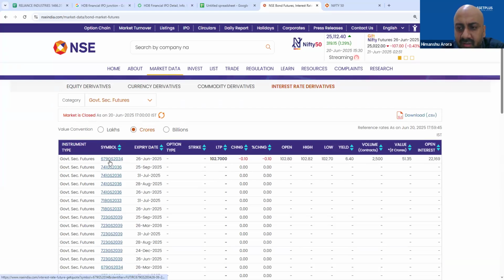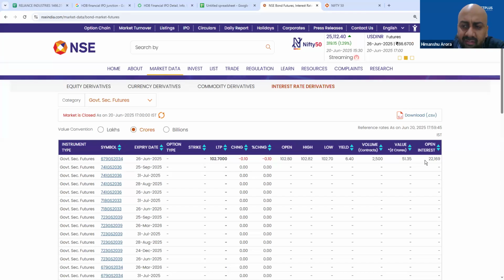It's a government security, GS, maturing in 2034, which will give you 6 rupees 79 paisa on an investment of 100 rupees for the next 9 or 10 years, and will give you 100 rupees at the end of 2034 also. This product is available for 102.70 right now, into lots, of course. The yield of this security is 6.40%. The price of this bond will go up or down, but there are 22,000 people already part of this bond derivative. They have promised to buy and sell this particular bond in 2034.